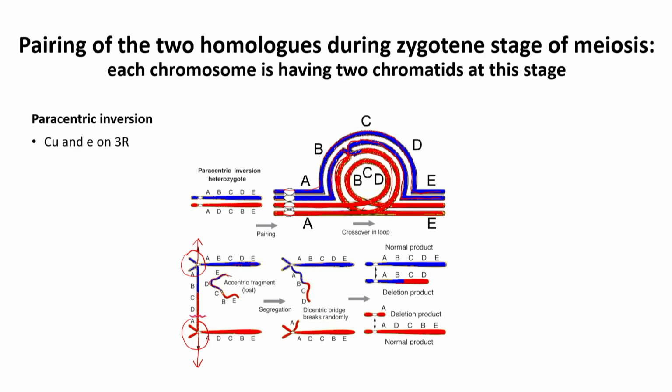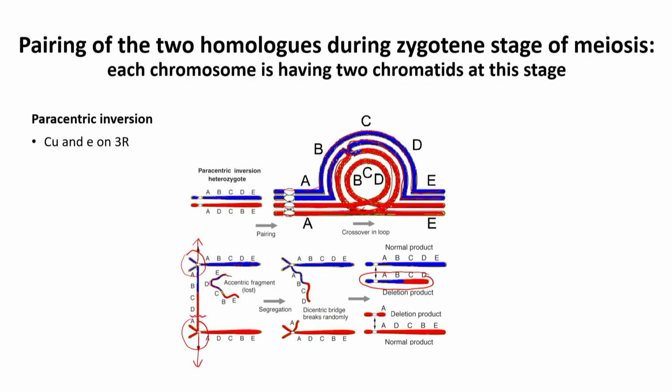So what is the result? What kind of product did we obtain? We obtained a product A, B, C, D, E. This is one chromatid. The other chromatid is A, B, C, D. This is an incomplete chromatid. So this has a deletion.